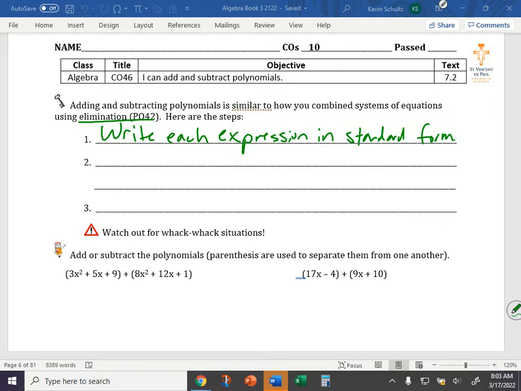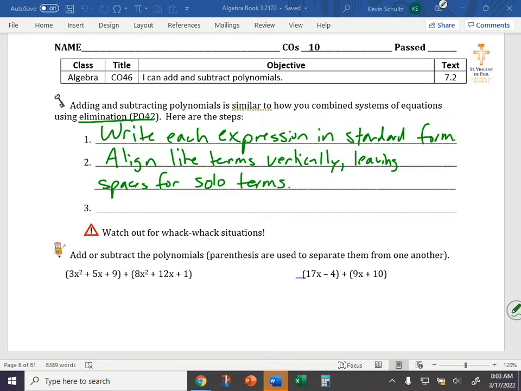Number 2 is align like terms vertically. Leaving spaces for solo terms. I'll call it solo terms. And I'll explain what I mean by that when we start working on it.